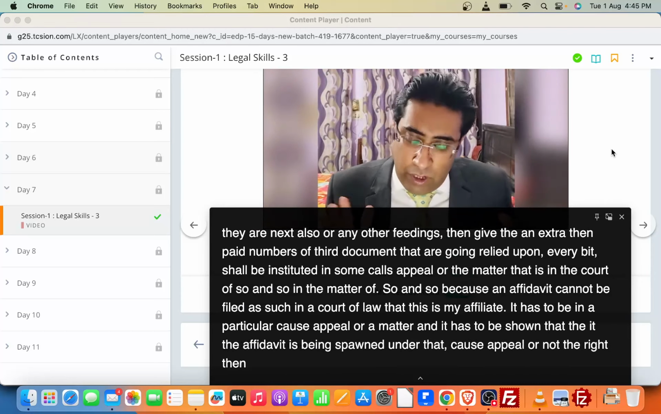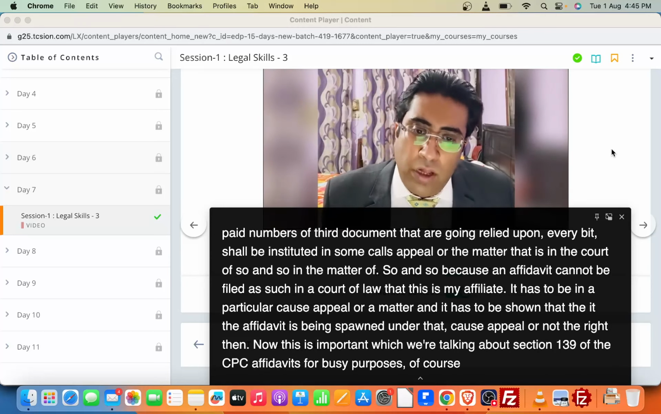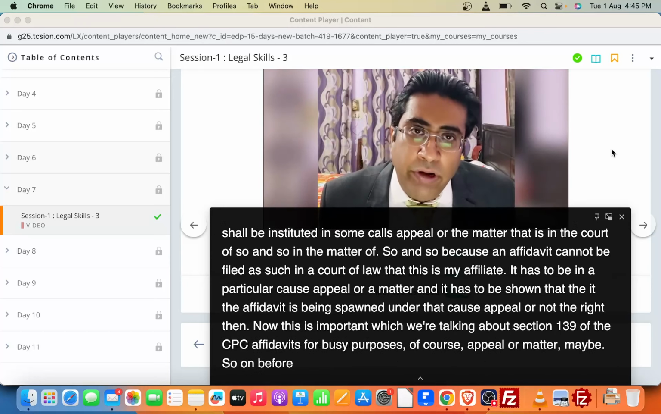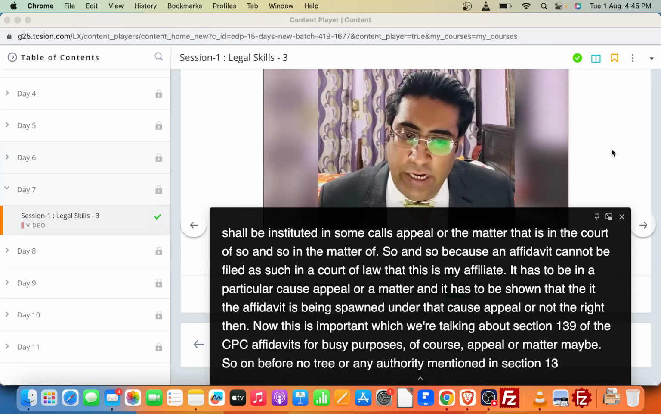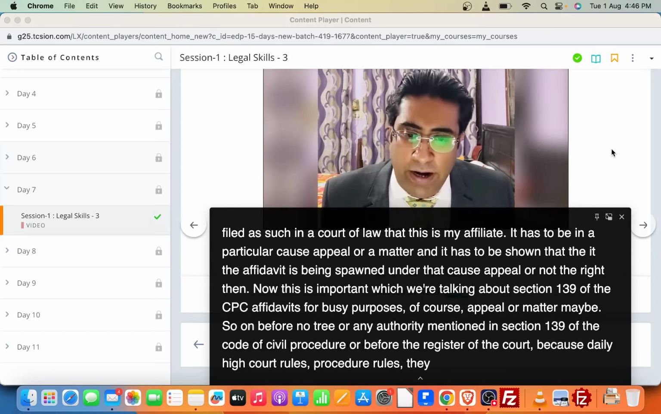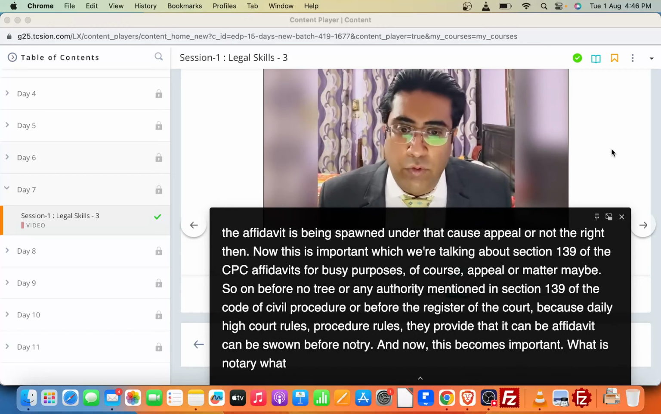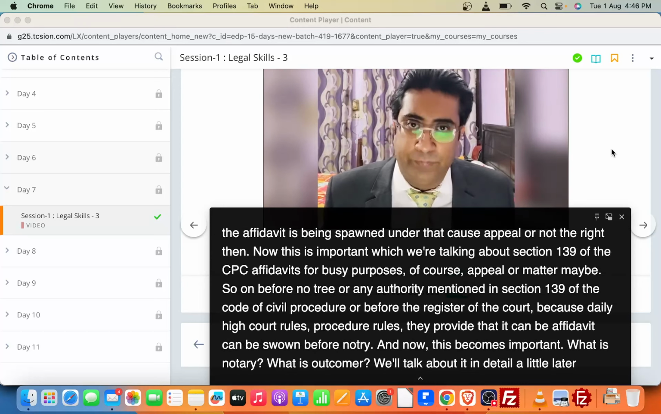Right? Now this is important, which we are talking about: Section 139 of the CPC. Affidavits for the purposes of a cause, appeal, or matter may be sworn before a notary or any authority mentioned in Section 139 of the Code of Civil Procedure, or before the registrar of the court, because the Delhi High Court rules, procedural rules, provide that an affidavit can be sworn before a notary. Now this becomes important: what is a notary? What is an oath commissioner? We'll talk about it in detail a little later. That is the next topic.